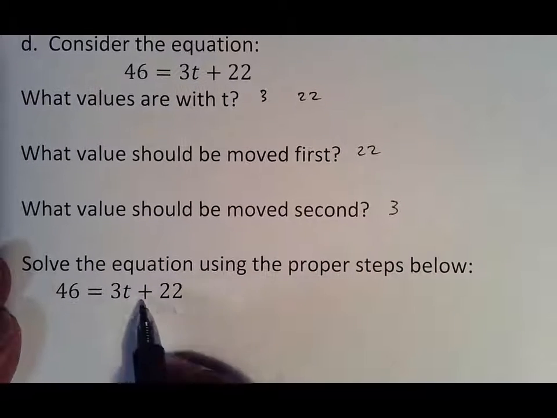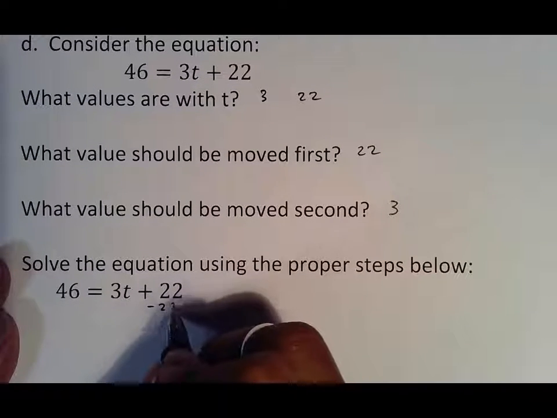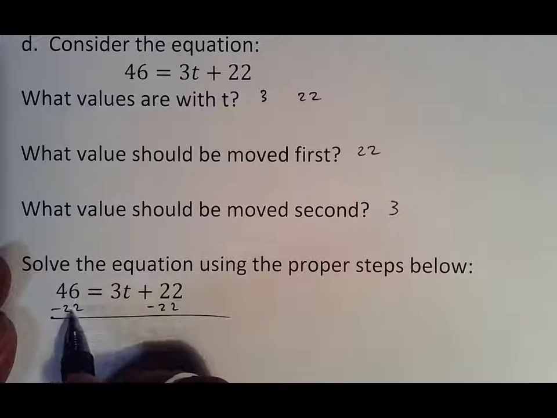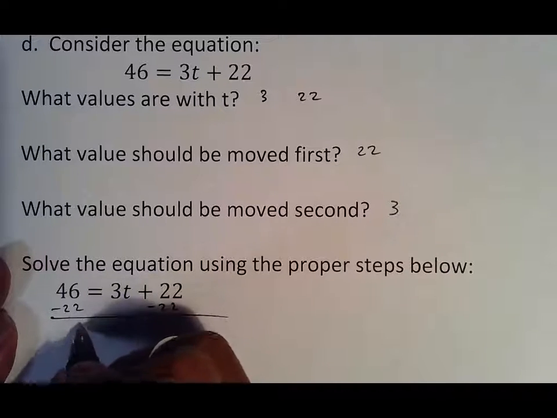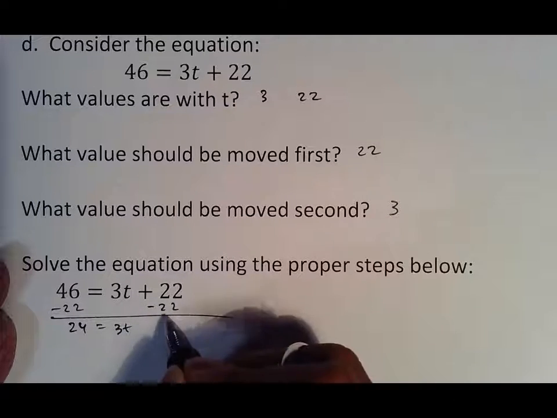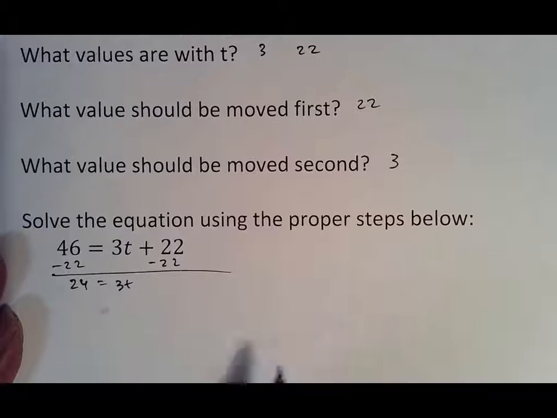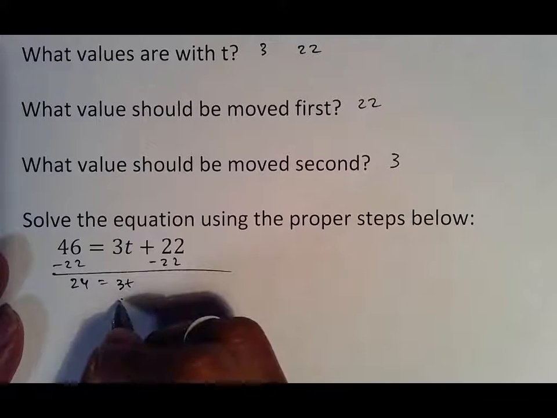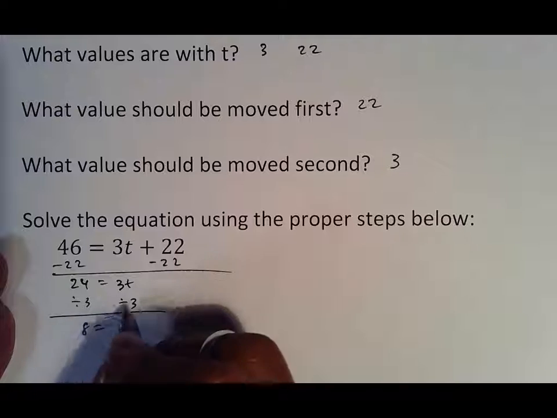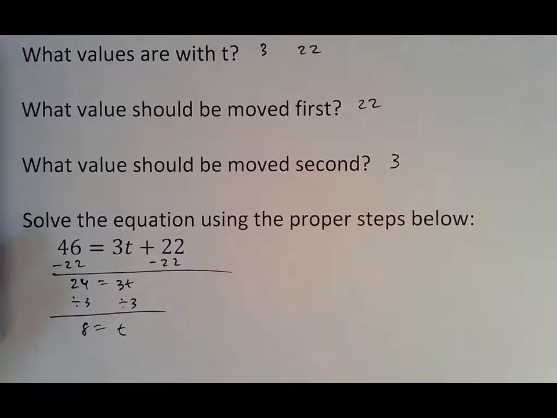So to solve it, how do we move this 22? We subtract 22 here. We subtract 22 over there. 46 minus 22. 6 minus 2 is 4. 4 minus 2 is 2. Remember that 3t comes down and 22 goes away. In the end, if this is 3 times t, we will divide by 3 on both sides. 24 divided by 3 is 8. The 3's go away. t comes down. That is all you need. All right.